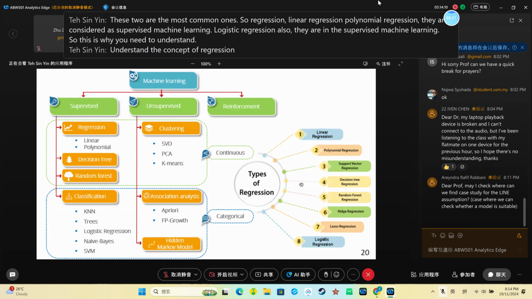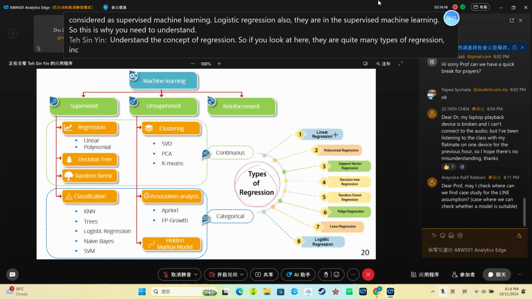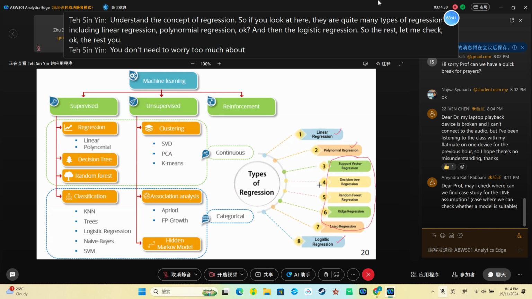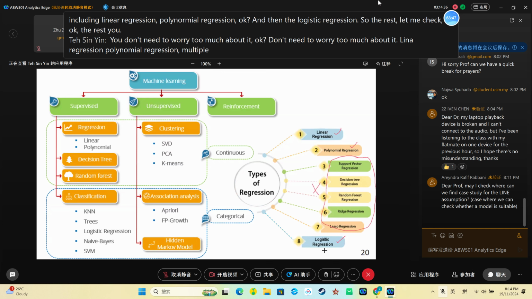So if you look here, there are quite many types of regression, including linear regression, polynomial regression, and then logistic regression. The rest, you don't need to worry too much about. Linear regression, polynomial regression, multiple regression, logistic regression, you need to know a little bit. All right.